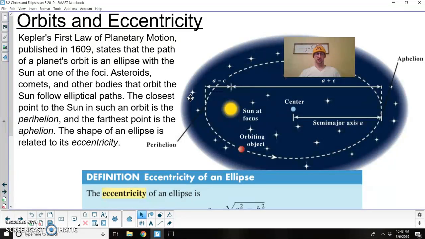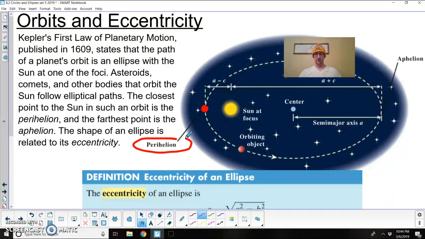Okay. The closest point to the sun in such an orbit is called the perihelion. Let me highlight that right here. So as it comes by, this point right here would be called perihelion. So peri meaning approaching, and helion from Helios, the sun. Got some Greek and Latin connections there.